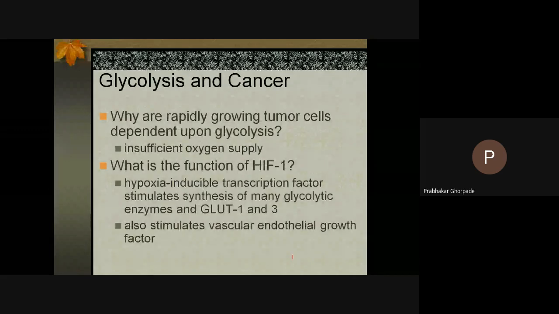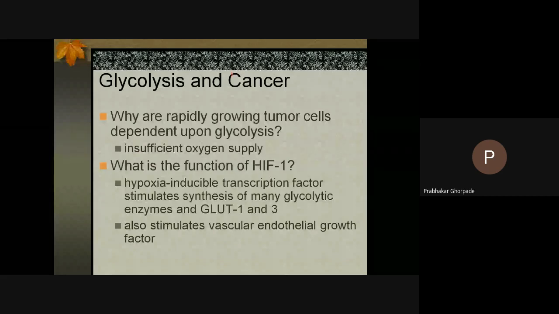Glycolysis and cancer. There is some tissue which is growing independently without any control. We call it cancerous tissue. If somebody is getting a tumor on the hand, then the mass is growing at a very fast rate. We call it a tumor. So why are rapidly growing tumor cells depending on glycolysis? For energy, this tumor cell depends on glycolysis.